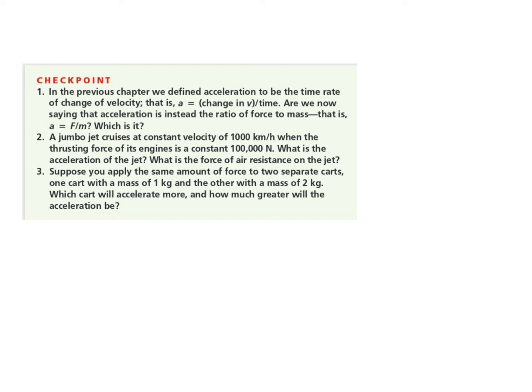The first one is telling you how the acceleration is involved with the motion, and in the second case it's telling you how the acceleration is involved with the force. But the acceleration is going to be the same in both cases. The next question says, a jumbo jet cruises at a constant velocity of 1,000 kilometers per hour when the thrusting force of its engines is a constant 100,000 newtons. The question is, what is the acceleration of the jet? And that's kind of a trick question because it tells you that the jet is moving at a constant velocity.